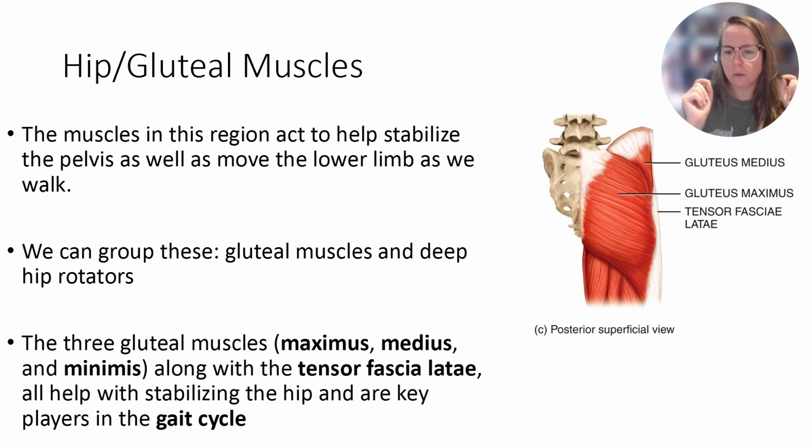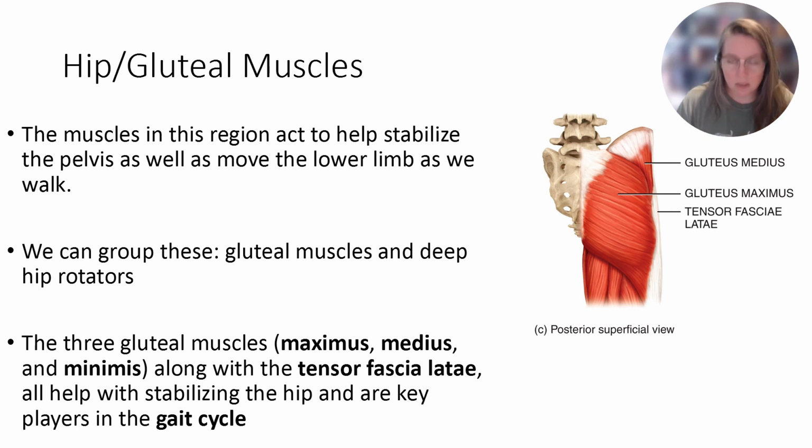as well as to walk. So in the hip region, we have our gluteal muscles, the gluteus maximus, medius, and minimus. And then we have our deep hip rotators, which we'll get to in a minute. And then kind of on the side, kind of added to this, is our tensor fasciae lata, the TFL. Now these gluteal muscles and the TFL are really important for our ability to walk.